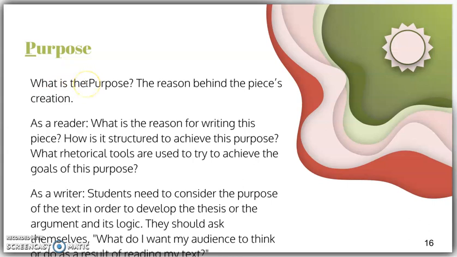P is for purpose. So what is the reason behind the creation of this? So what was the reason for writing the speech? How is this structured to achieve this purpose? If someone wants to ban animal cruelty, what are they doing to make us say, yes, we want to ban animal cruelty too? So this is the place where the rhetorical triangle is mostly going to come into play when you're talking about the purpose, because the way that they get you to agree with their point of view is by using the rhetorical triangle.